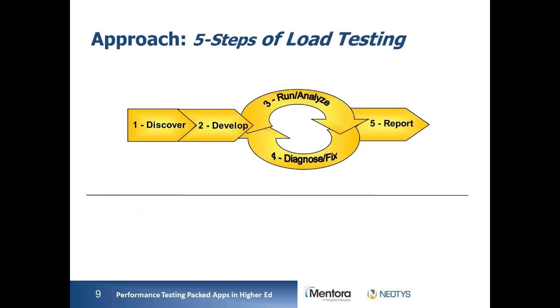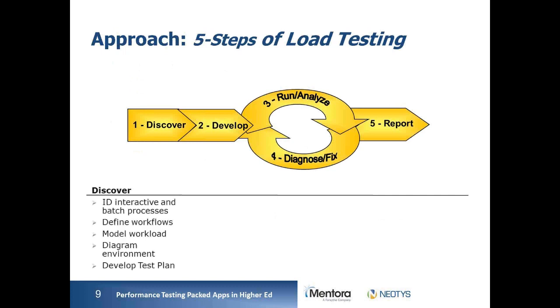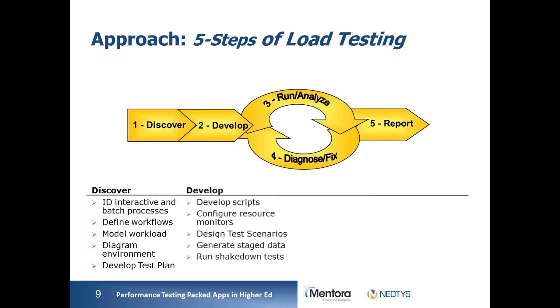The approach we used, at first blush, looks pretty generic. In the discovery phase, we look to identify the high volume interactive and batch processes. We look to specify the workflows and know what choices we're going to make through the various screens. We do the workload modeling. We diagram the environment so we understand what's running where and what exactly are the components in the system under test.